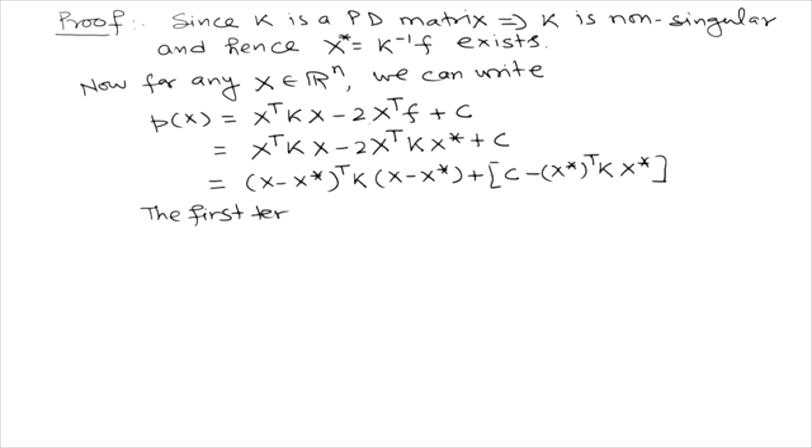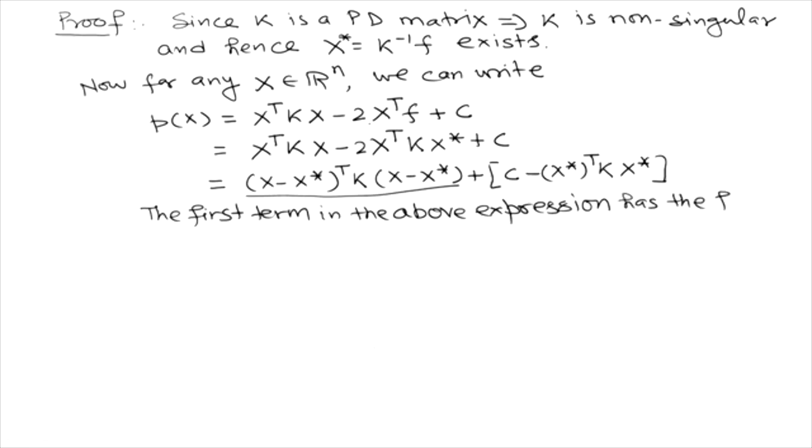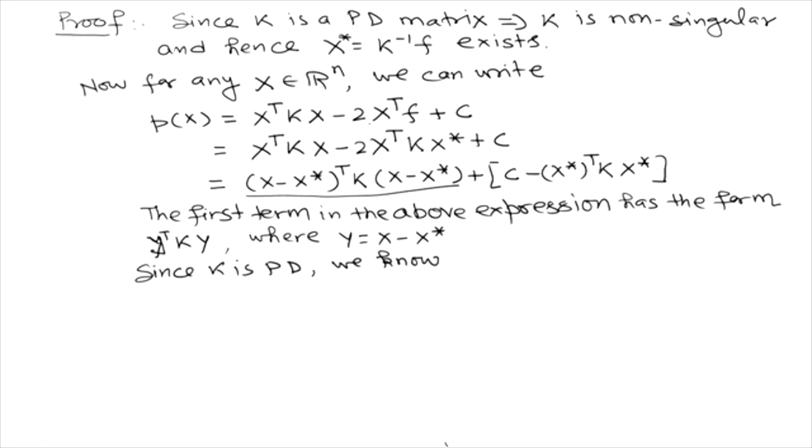The first term in the above expression has the form y^T K y, where y equals x minus x star. Since K is positive definite, we know y^T K y will be strictly greater than 0 for all y that are not equal to 0.